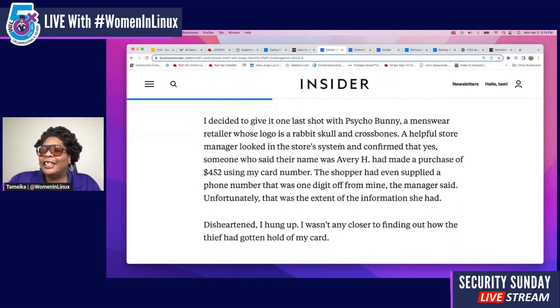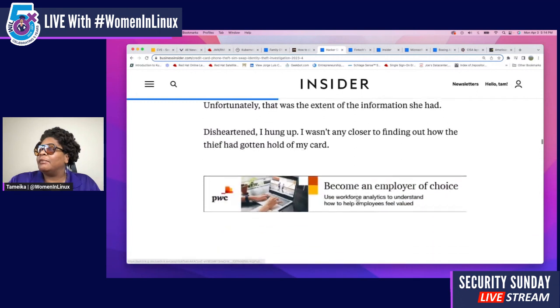I decided to give it one last shot with Psycho Bunny, a menswear retailer whose logo is a rabbit skull and bones. A helpful store manager looked in the store system and confirmed that yes, someone who said their name was Avery H had made a purchase using my card. The shopper had even supplied a phone number with one digit off from mine, the manager said. Unfortunately, that was the extent of the information.